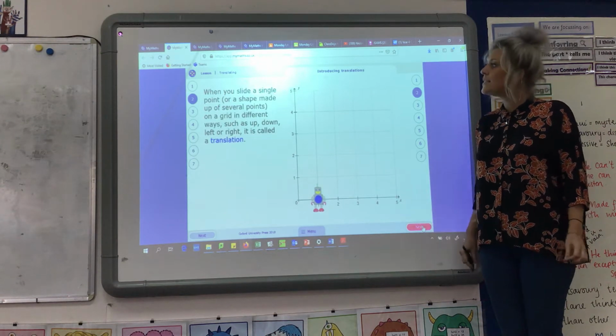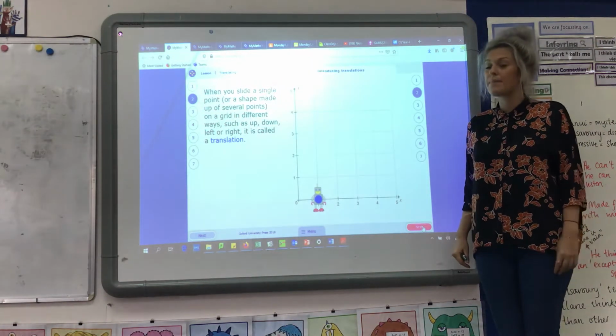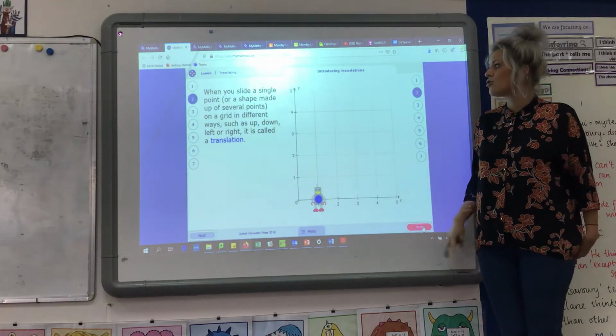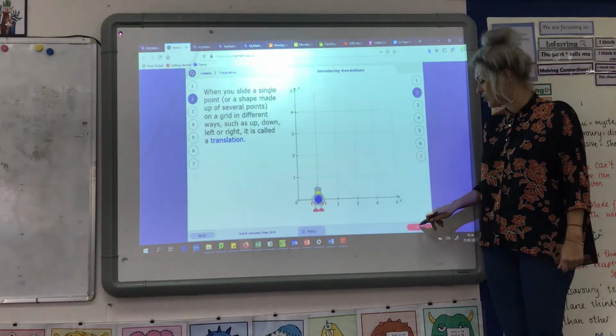When you slide a single point or a shape that is made of lots of points on a grid in different ways, such as up, down, left or right, it is called a translation, which means a movement.